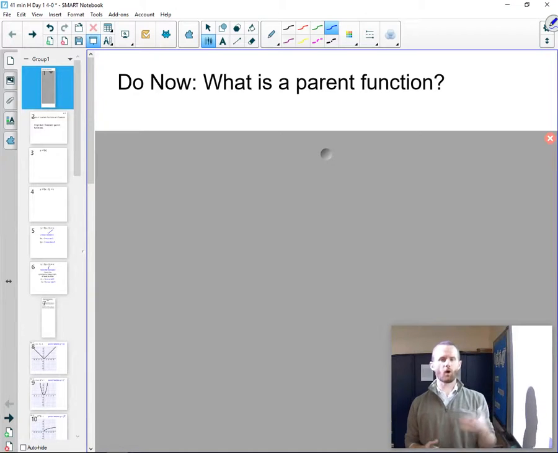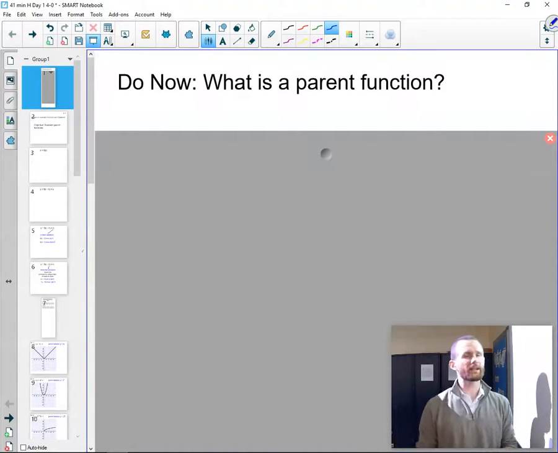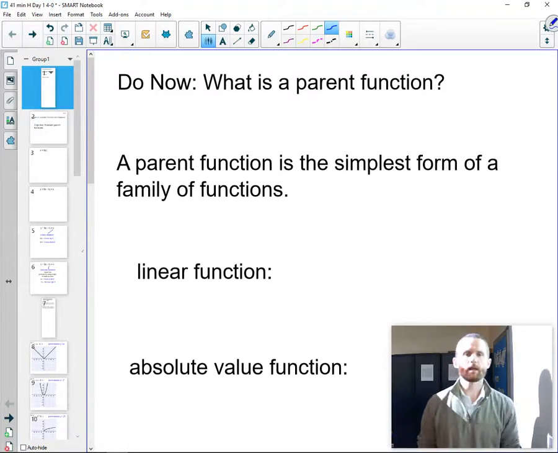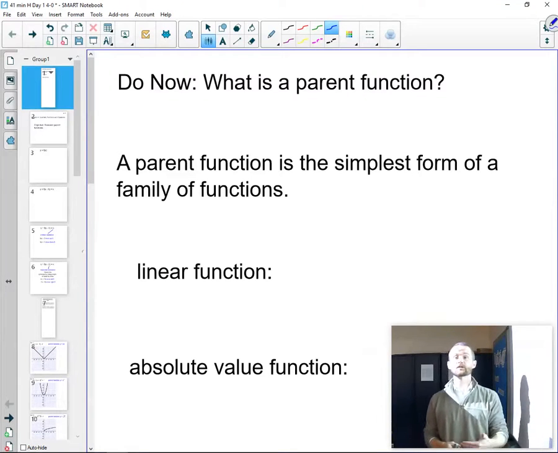What is a parent function? Hopefully this is a term you've heard before, but in case you haven't, we're going to go over it right now. A parent function is the simplest form of a family of functions. So essentially, that means it's the most basic form of a type of function.